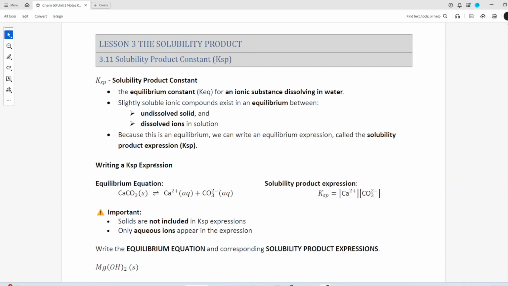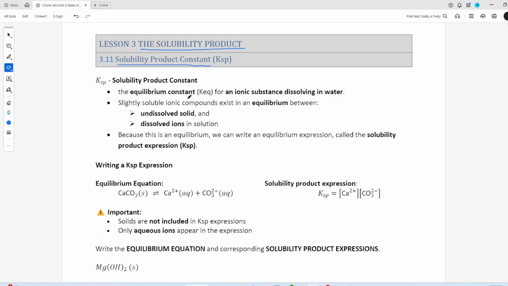All right, like I was saying at the last lesson, let's get mathy. What we're going to do now is start doing calculations around solubility. This lesson is all about the solubility product. The first thing we're going to learn about is the solubility product constant.